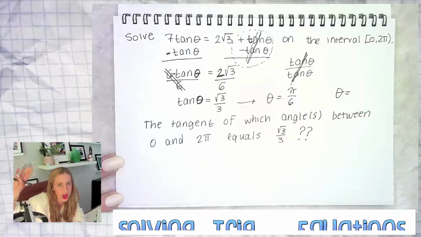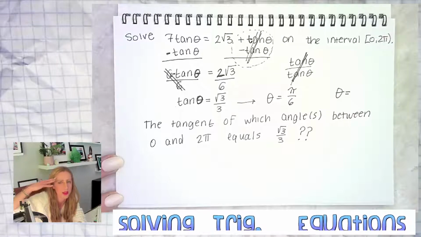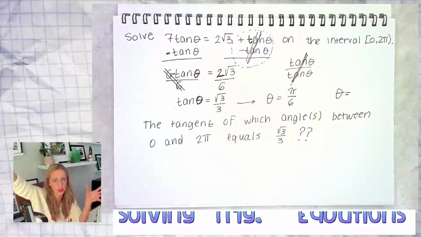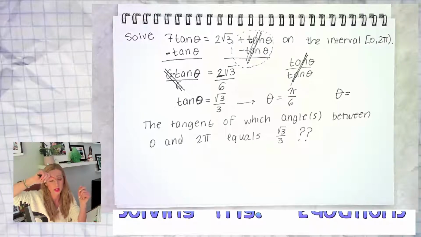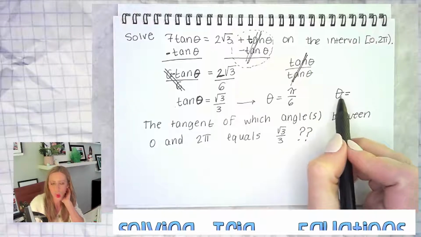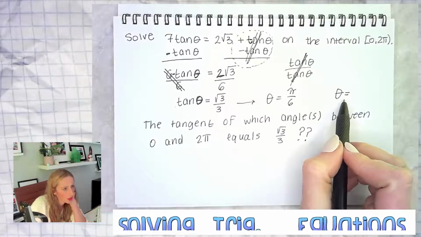We said tangent's positive in quadrant 1. We think tan lines, positive slope of a line. What quadrant does it go through? 1 and 3. Negative line, negative slope goes through 2 and 4, right? So what's the other angle? What is the other angle?